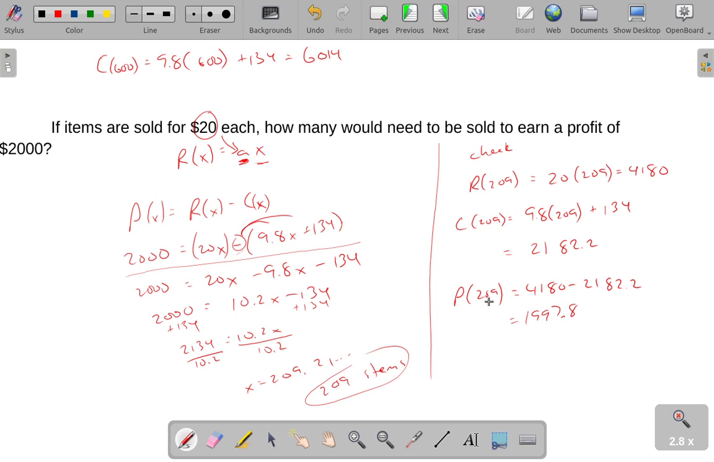So you can see when we produce and sell 209 of these items, we earn just under $2,000. That's what our profit was. If we were actually looking for the profit to be at least $2,000, that's where I was saying we would want to round this up to 210 items. We'd want to sell one additional item. So, in any case, that's that one.